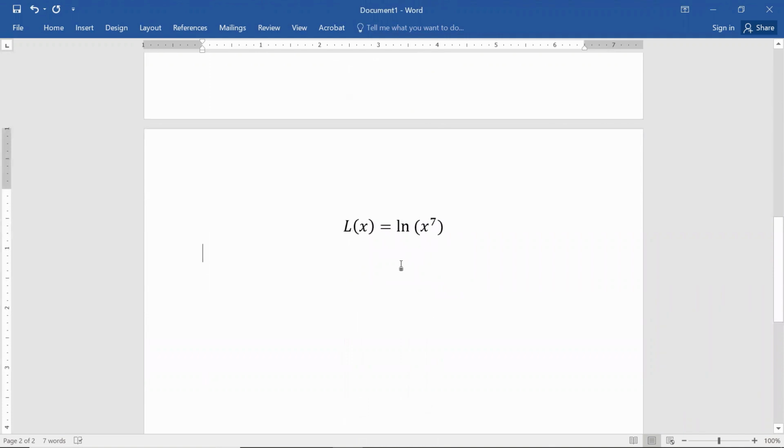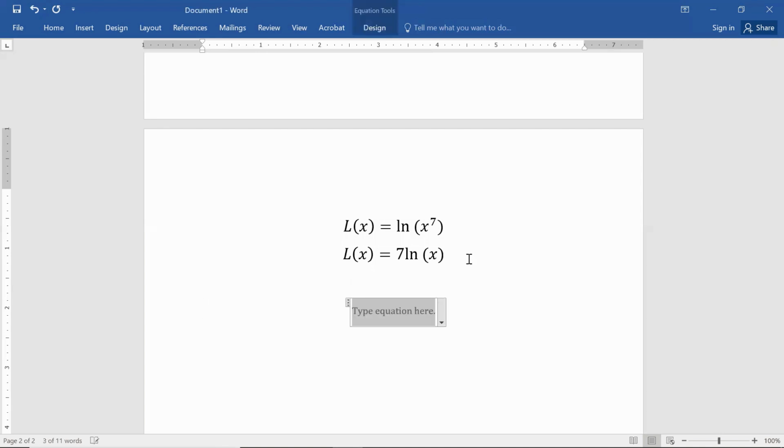Lastly, I'm going to take L of x and do a rewrite. If you remember your rules of natural logs, this will be straightforward. You can just take 7 times the natural log of x and know that that's the same thing as natural log of x to the 7th. With natural logs, exponents can be brought out front as long as we have a single term here. So as long as we have just x to a power, we can bring that power out front.